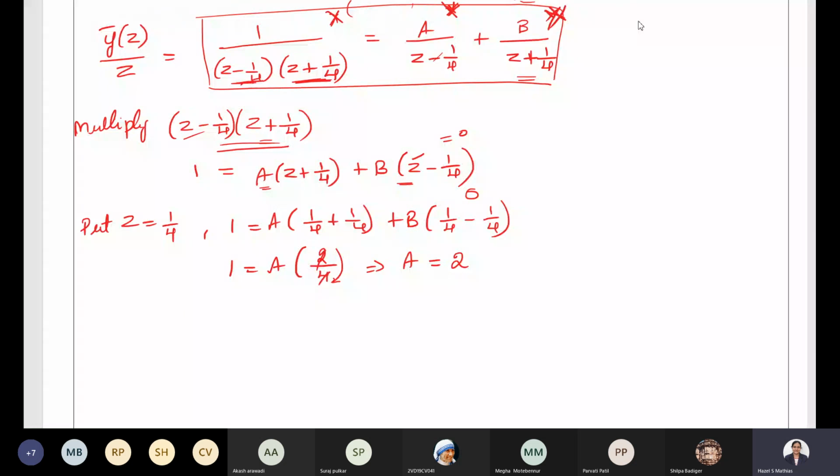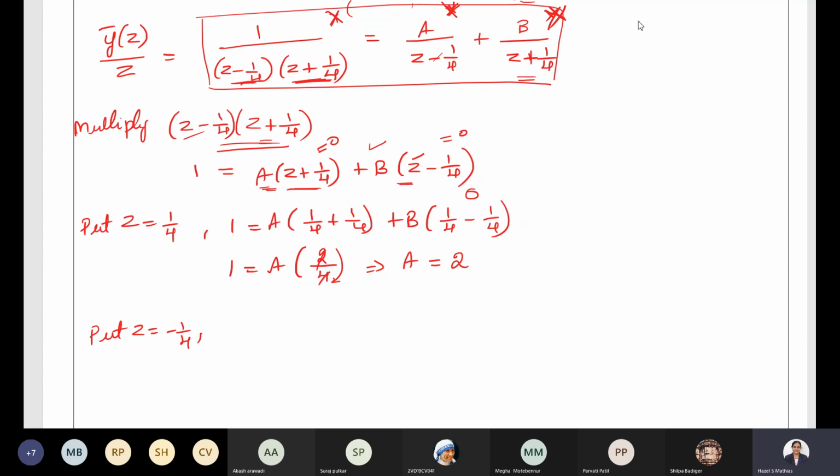Next, I have to make A 0 because I need to find the value of B. In order to make A 0, we have to make the coefficient of A 0. So when z plus 1 by 4 is 0, what shall we put z value as? When can we make z plus 1 by 4 as 0? What value of z should we put? Minus 1 by 4.